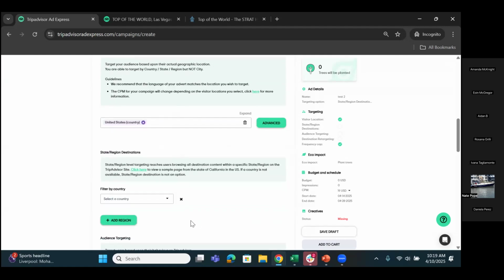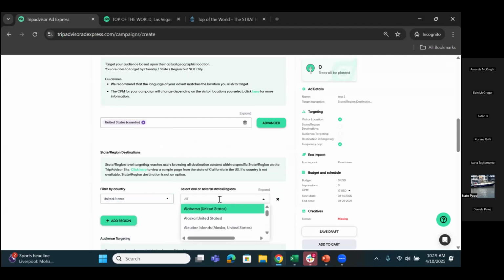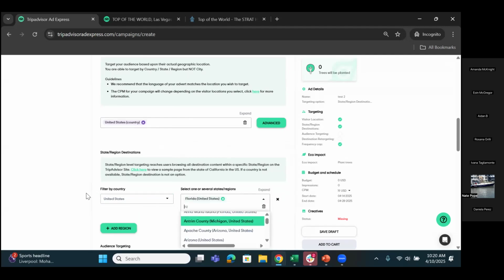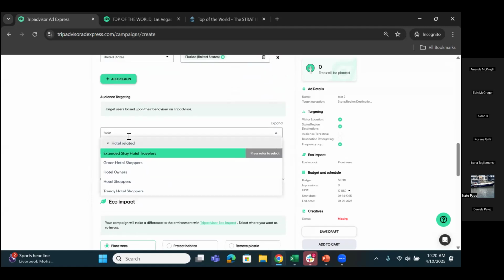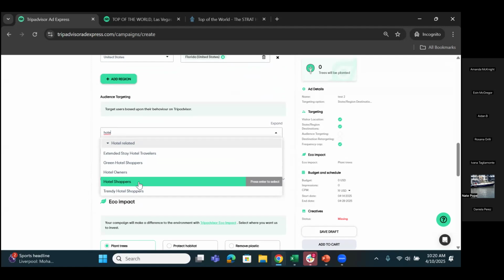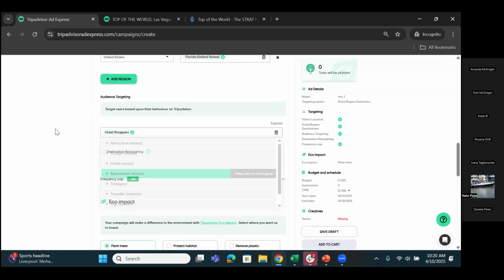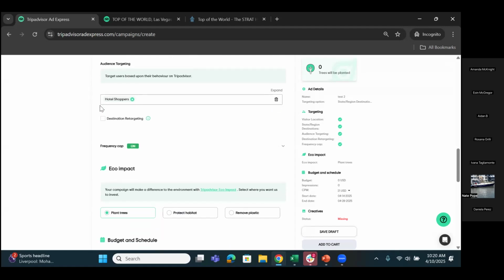Usually a city looking at another region is just too specific, usually won't yield enough impressions, which ultimately does not lead to a good performance or an effective campaign. I'm going to put US again because why? This is international, and we are going to look for the state of Florida, and we are going to select that. Now this time I'm going to use audience targeting because I want to target also people who fall under the hotel shopper category. And how do we know that? We know that by cookies. We know that by their activity on Tripadvisor.